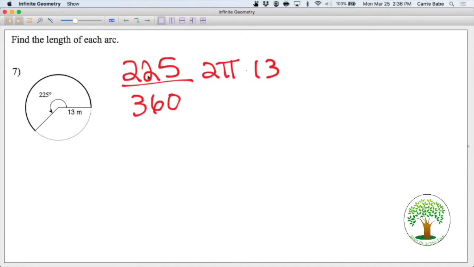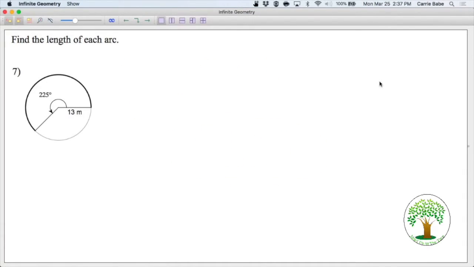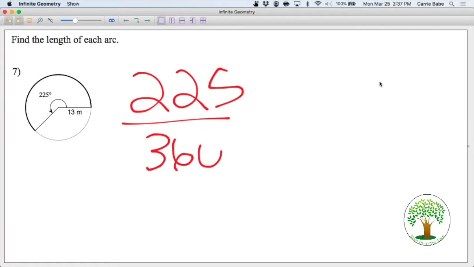This is now the calculator's part. Wait, I'm wrong. It didn't tell us to multiply the pi. It doesn't tell us to reduce. So what we had before, we need to go back. We had 225 over 360 times 2 pi times 13. Do not multiply the pi. So you guys already have that in your calculator. Just go back and delete that pi out.